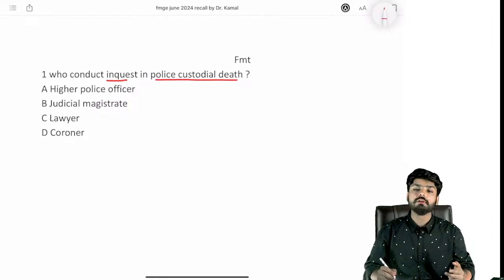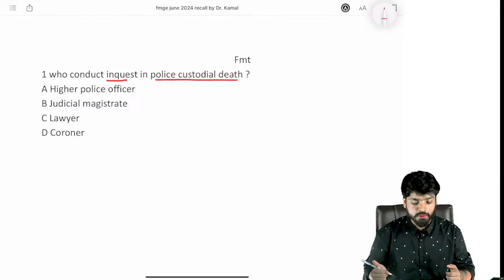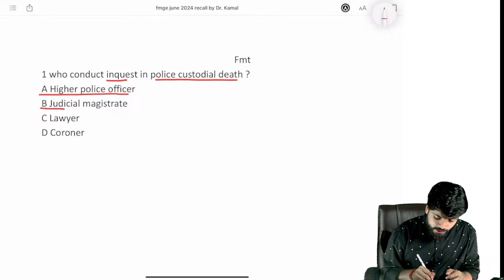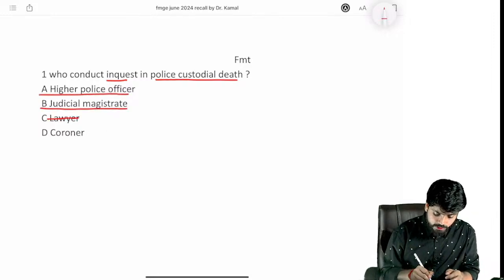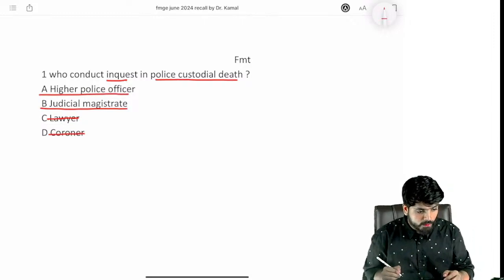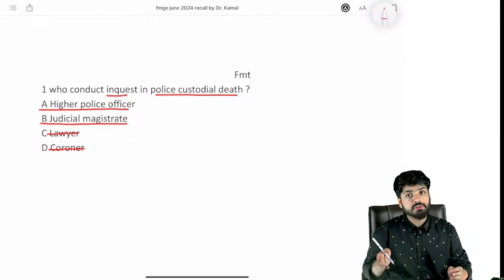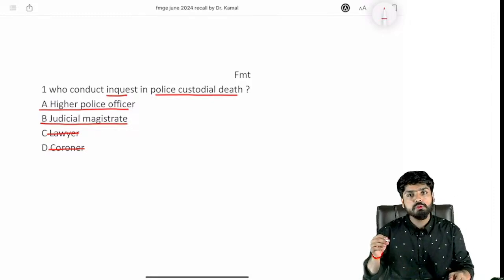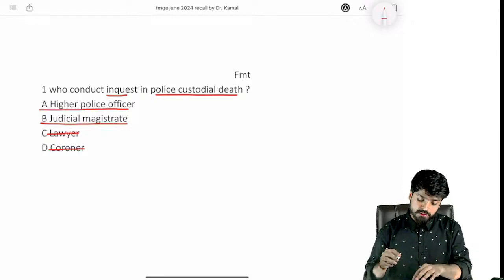There are two types of inquest: police inquest and magistrate inquest. The main options we have to take care of are option A and option B. Lawyer is not there, coroner is not there. Now we have to think about two options: either it's going to be a higher police officer or a judicial magistrate. If you want to rule it out easily, the police will not hold an inquest on the police itself. Where do we need a judicial inquest?